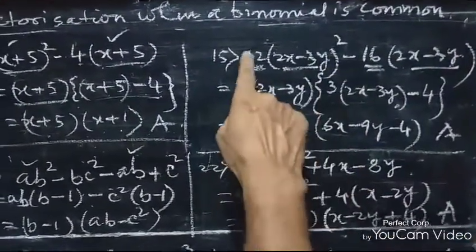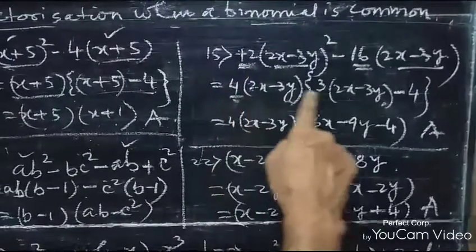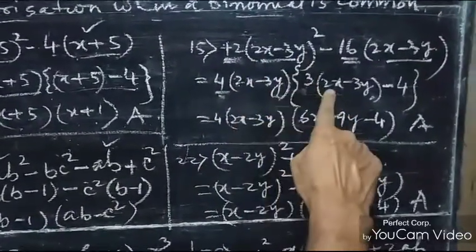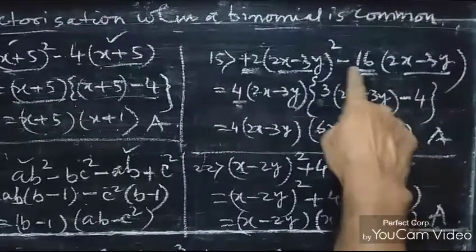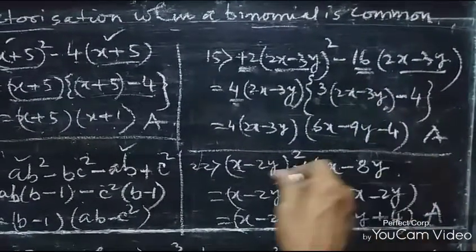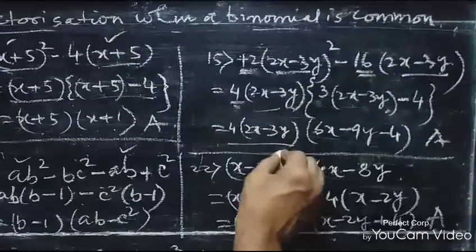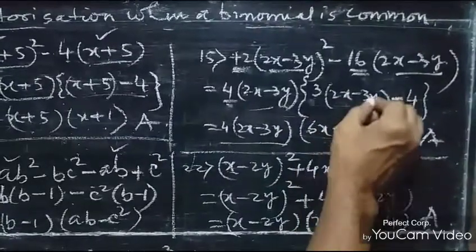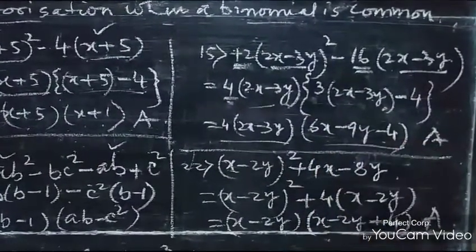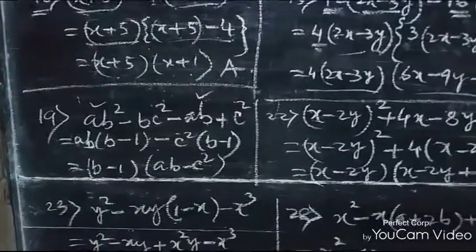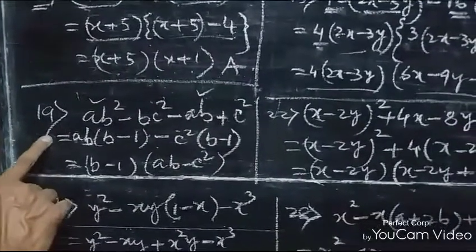So here if it is divided, then 12 divided by 4 is 3, into this part, that is 2x minus 3y, and minus, it is remaining only 4. And do the calculation: this part is here, and this is 6x minus 9y, this is minus 4, this is your answer. Next we come to number 19.